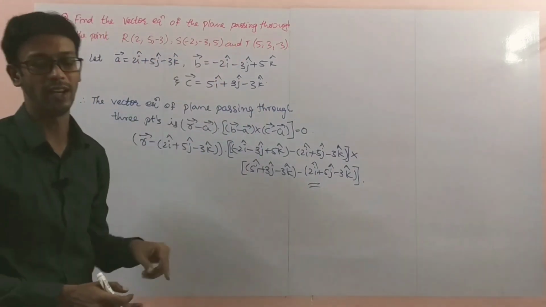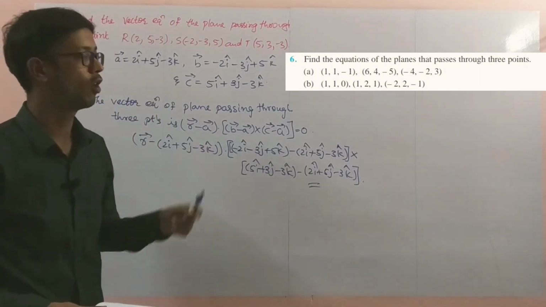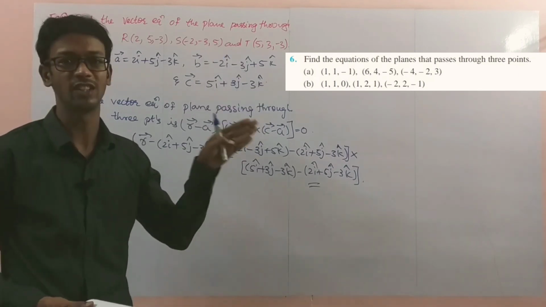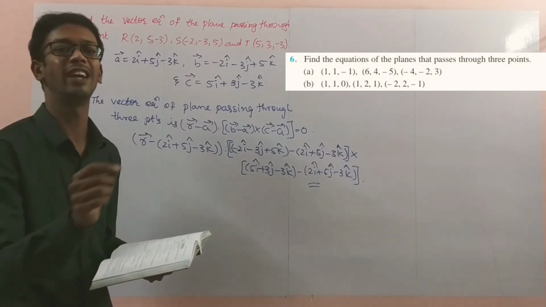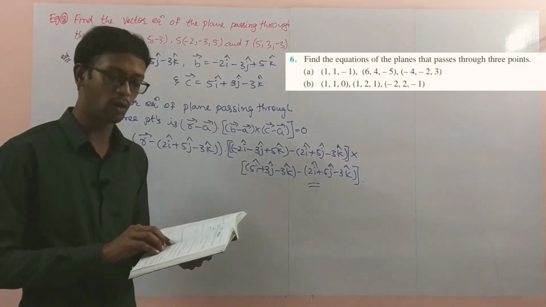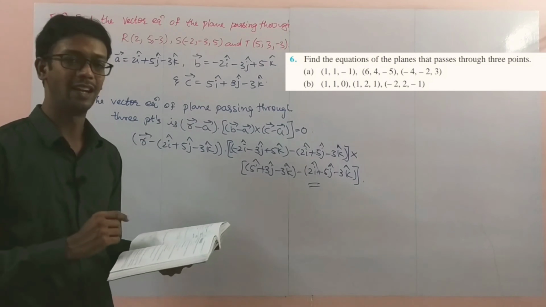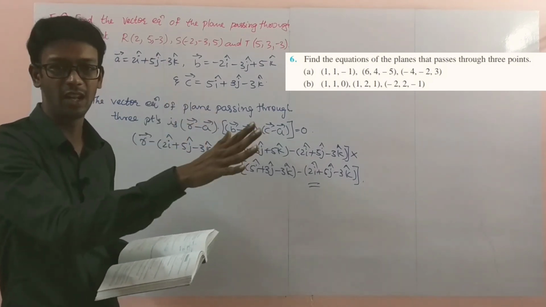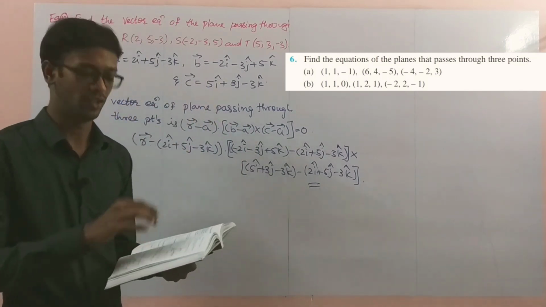In the 6th problem you can see 1 1 minus 1, 6 4 minus 5, minus 4 minus 2 3. If we make the determinant first, it is equal to 0. Determinant equal to 0, so the 3 points are collinear. Infinitely many plane equations are there. Next problem number 2, you take 1 1 0, 1 2 1, minus 2 2 minus 1. Find the determinant first. It is not equal to 0. Not equal to 0 means you have to use the Cartesian equation.